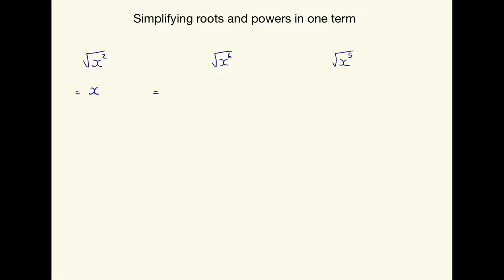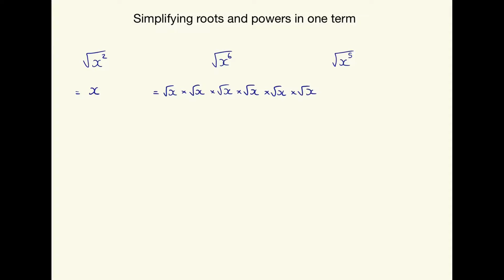All right, what I'm going to go ahead and do is expand root x to the power of 6. So essentially what I've got here is root x multiplied by itself 6 times. So I'm going to write that. Root x times root x times root x times root x times root x times root x. So I've got 6 root x's all being multiplied together. That is the expanded form of root x to the power of 6.